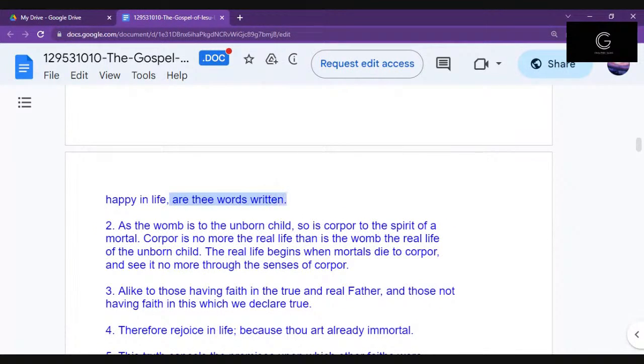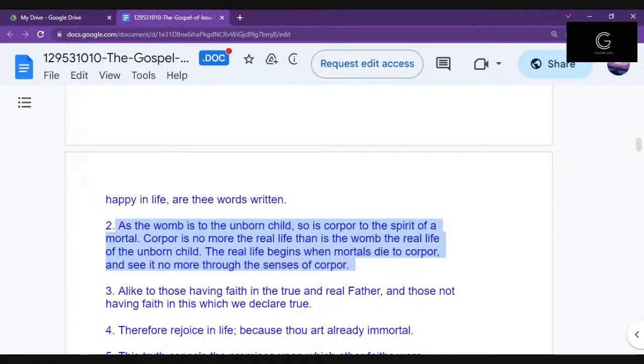Are the words written. As the womb is to the unborn child, so is corpora to the spirit of the mortal. Corpora, or the physical body, is no more the real life than is the womb the real life of an unborn child. Look at that. The real life begins when mortals die in corpora, or die in the physical body, and see it no more through senses of corpora.